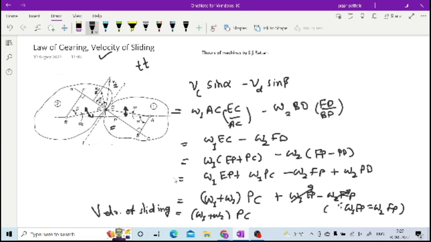So omega 1 plus omega 2 into PC. Now PC is what? It is the distance between the pitch point and the point of contact, right? As you can see here, PC is nothing but the distance between the point of contact and the pitch point. So this is how velocity of sliding can be given by the rotational velocities of gear 1 and gear 2 into this distance between the pitch point and the point of contact. So this is how you have your velocity of sliding.